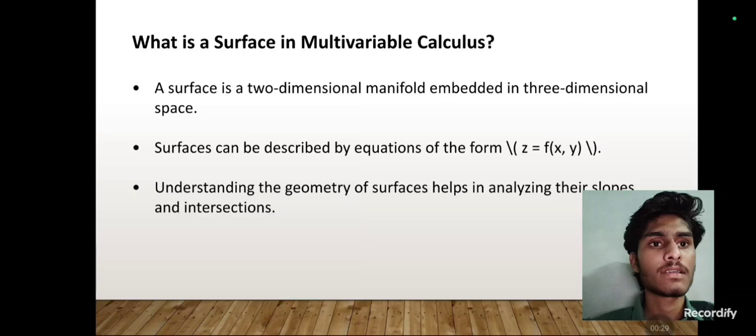What is a surface in multivariable calculus? A surface is a two-dimensional manifold embedded in a three-dimensional space. Surfaces can be described by the equation z equals f of x comma y. Understanding the geometry of surfaces helps in analyzing their slopes and intersections.